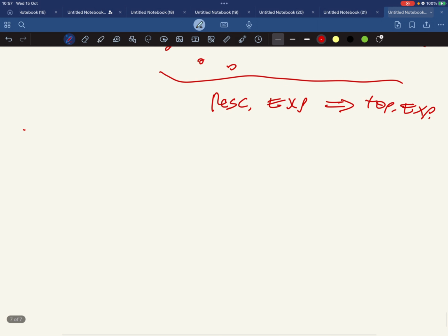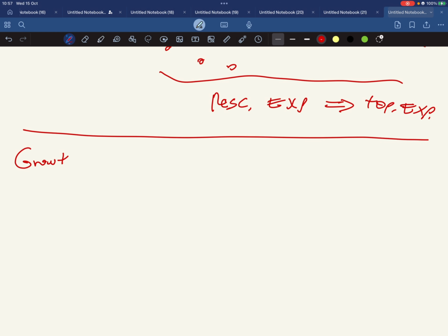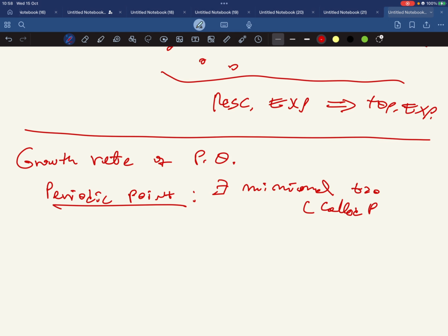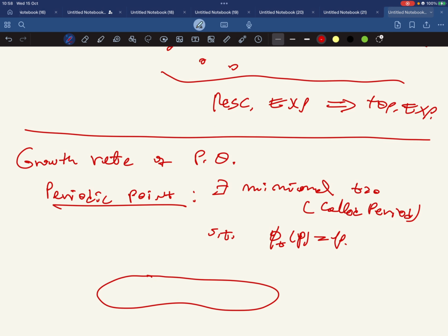Okay, let me talk about the growth rate of periodic orbits. What is a periodic orbit or periodic point? There is a minimal positive period T such that the flow at time T of P is equal to P. This means the orbit is a circle. And of course, the other members of the orbit are also periodic with the same period as P.